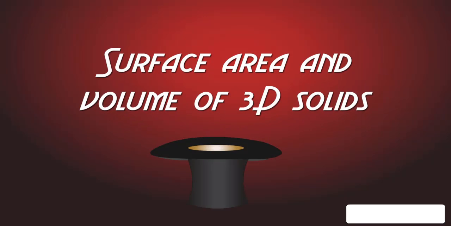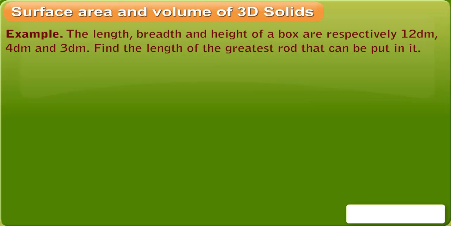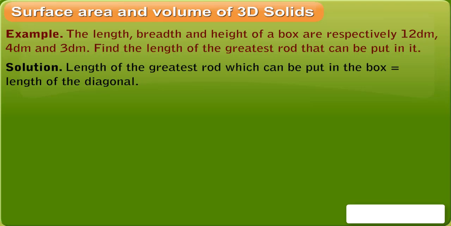Surface area and volume of 3D solids. The length, breadth and height of a box are respectively 12 decimeter, 4 decimeter and 3 decimeter. Find the length of the greatest rod that can be put in it. Let's solve this. The length of the greatest rod which can be put in the box is equal to the length of the diagonal.